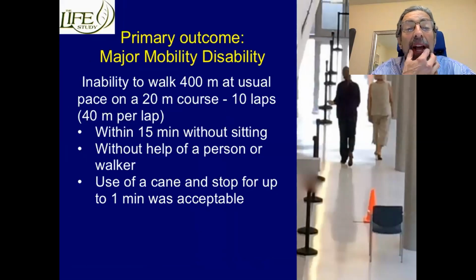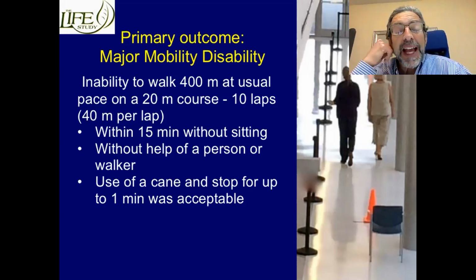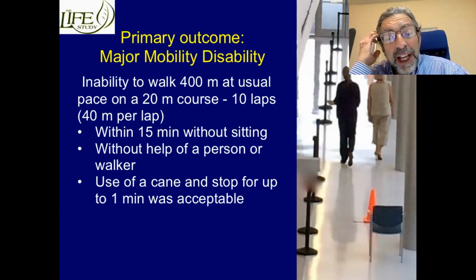So the primary outcome in this study was what we called major mobility disability, defined as the inability to walk 400 meters at usual pace. This was tested on a 20-meter course where they did 10 laps, 40 meters per lap. And they had to do this within 15 minutes without sitting down. They had to do it without the help of a person or a walker. They could use a cane. They could stop for up to a minute to rest if they wanted.